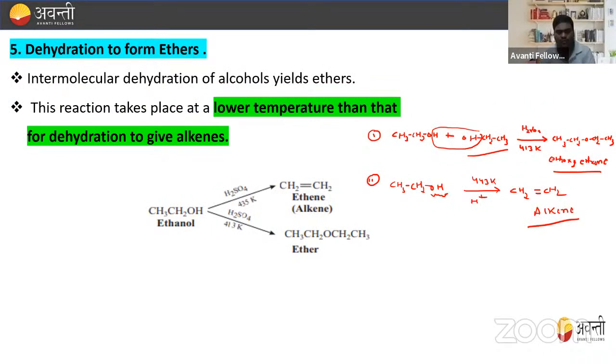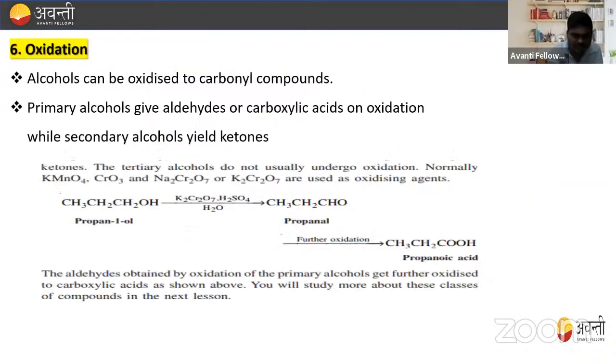Dehydration of ether: from ethanol with H2SO4 at 413 Kelvin, we can also prepare this. Right, oxidation: alcohol can be oxidized to the carbonyl group. Primary alcohol gives aldehyde or carboxylic acid on oxidation, while secondary alcohol gives the ketone.